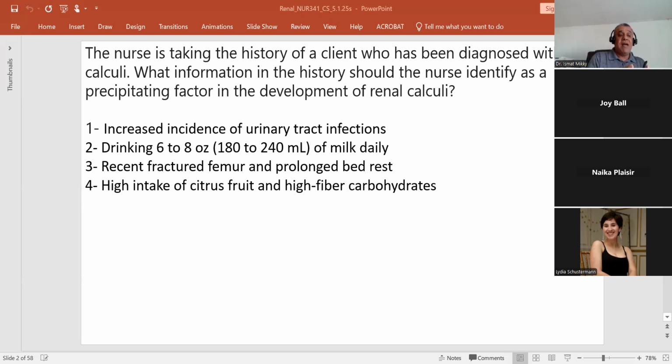But why is a recent fractured femur and prolonged bed rest the highest risk for this specific patient to develop kidney stones?